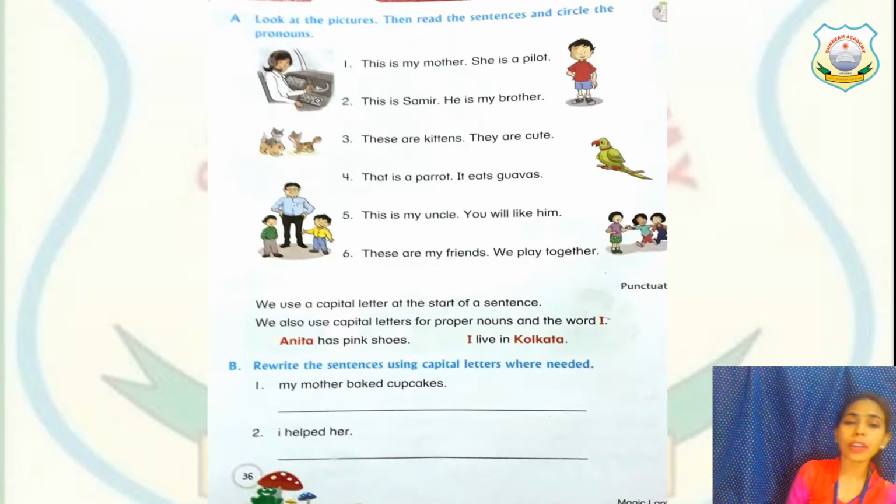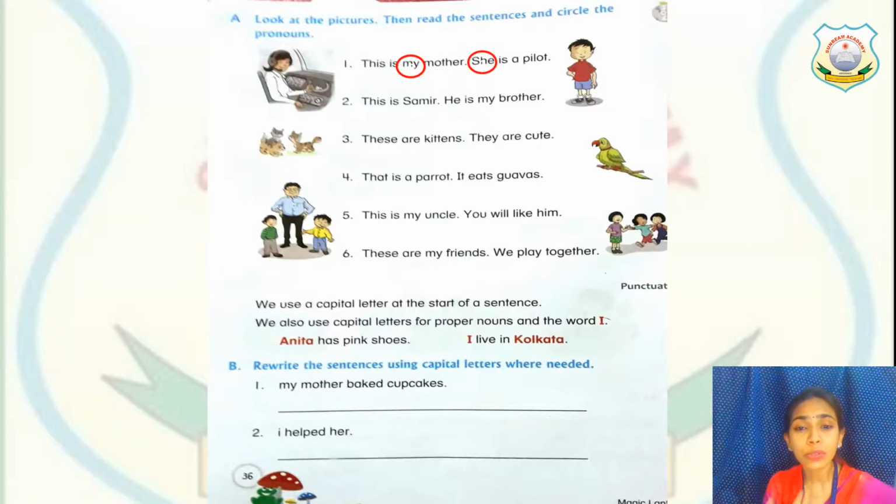So this number one, this is my mother. She is a pilot. So instead of mother, which word did we use? She, my and she. So instead of my name, I said my, and instead of my mother's name, I said she, right? So these are pronoun words. Number two, this is Samir. He is my brother. So instead of Samir, in the second sentence, we have used the word he. So he is a pronoun word, right?